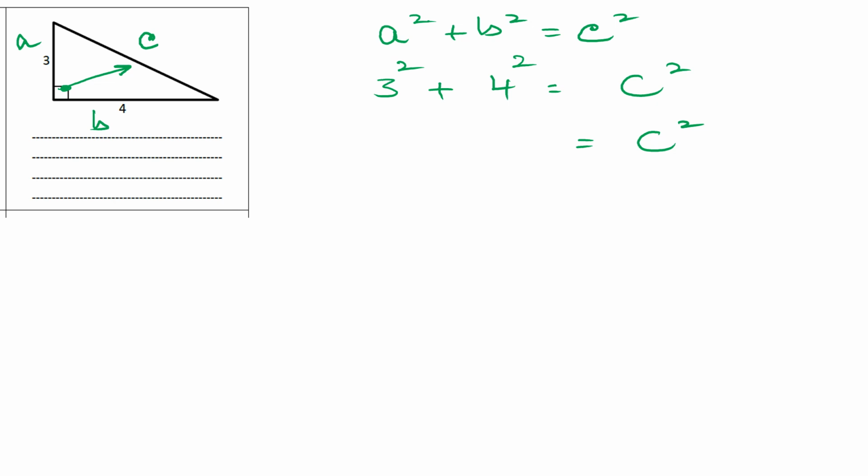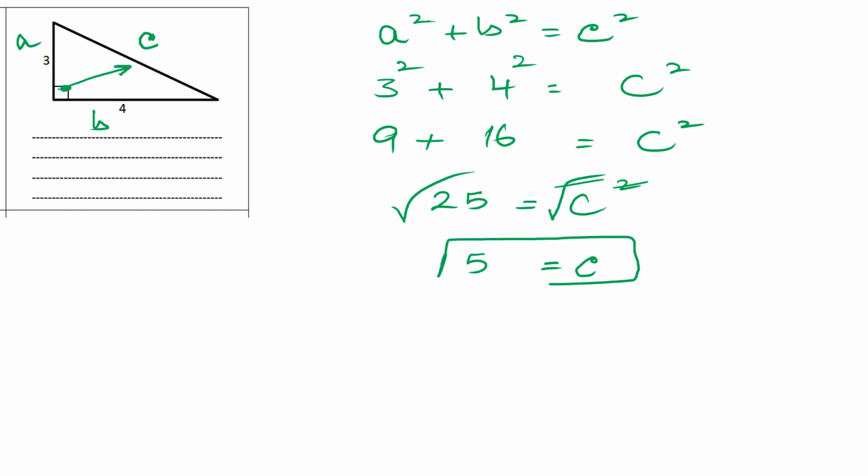Now solve. 3 squared means 9. 4 squared means 16. And 9 plus 16 gives you 25, equals C squared. Take the square root on both sides to find the value of C. The square and square root cancel out. So C equals the square root of 25, which is 5. And this you have to memorize, because in grade 8, if calculators are not allowed, you must know the squares, you must know the square roots, you must master the times table.